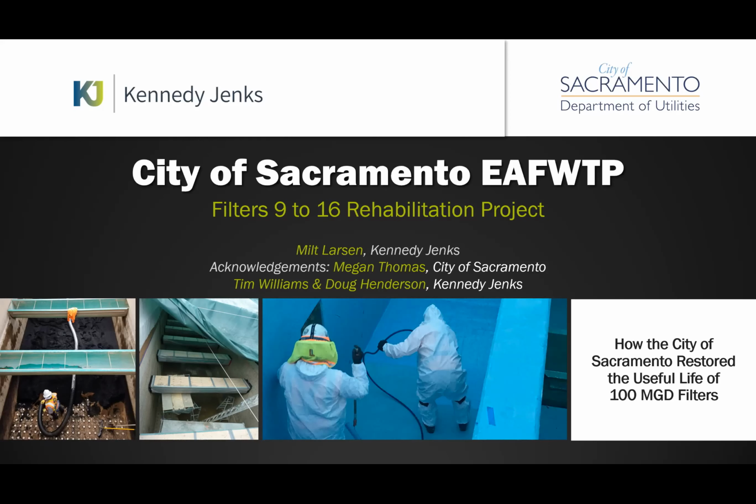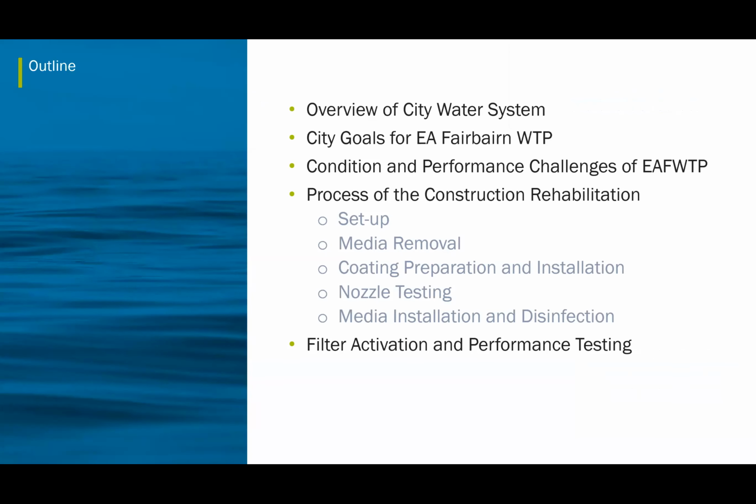All right, now go ahead, Milt. Okay. Take it away. This is a project for the city of Sacramento where we're rehabbing filters 9 through 16. Originally, Doug Henderson was scheduled to give this presentation, but he decided it was time to retire. So just briefly, an outline: an overview of the city's water system, the city's goals for rehabbing the EA Fairburn water treatment plant, some of the condition and performance challenges, some of the process for the construction rehabilitation, and the filter activation and performance testing.